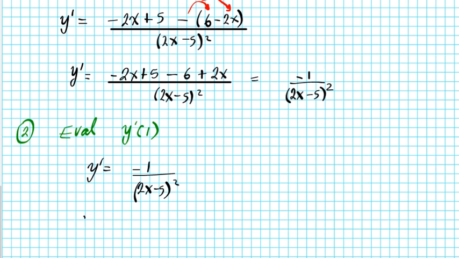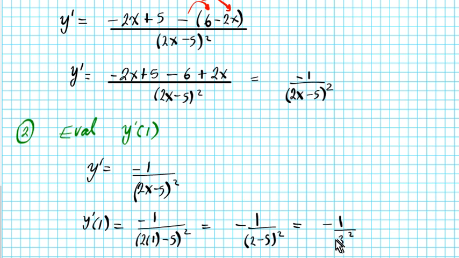So that follows that y prime of 1. How are we going to do this? We plug in 1 for x and then use order of operations to simplify. So we have 2 times 1 minus 5 squared. This is negative 1 over 2 minus 5 squared, which is negative 1 over negative 3 squared. When you square a negative number, you get positive, so negative 1 over 9.